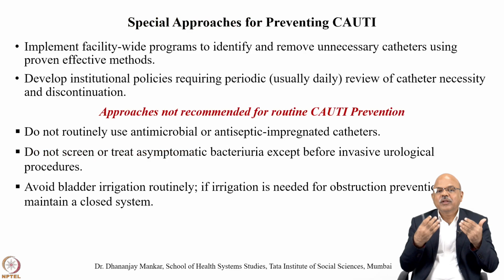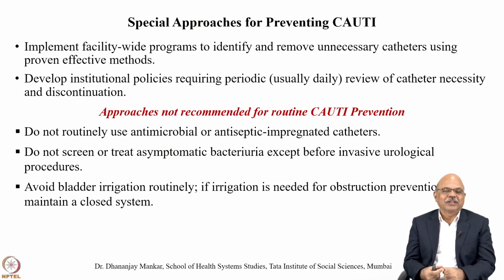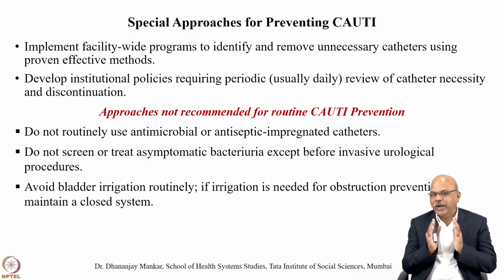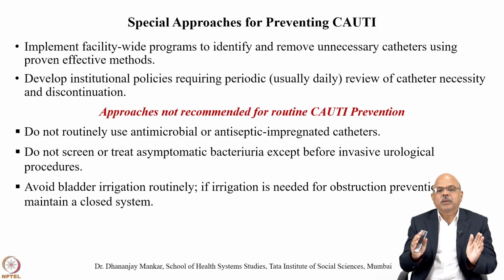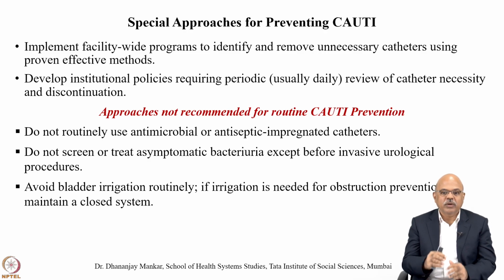Now we will see what the special approaches for preventing CAUTI are. Implement facility-wide programs to identify and remove unnecessary catheters using proven effective methods. So what needs to be done? Develop an institutional policy, which is very much required, for daily review of catheter necessity and discontinuation. Many times they struggle with the healthcare workers, constantly talking to the physicians and clinicians, making special requests for the patient, or even finding that the catheter should be discontinued.